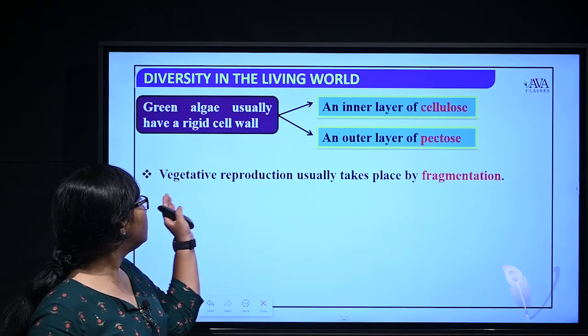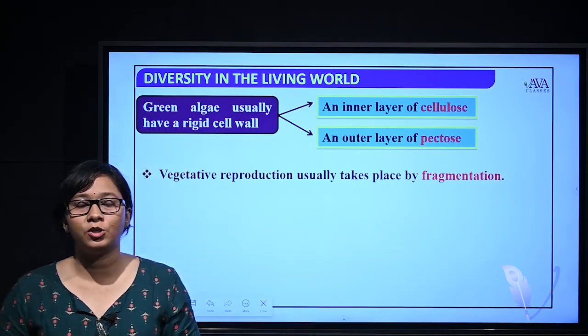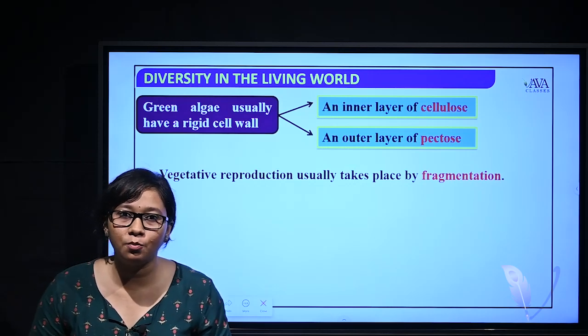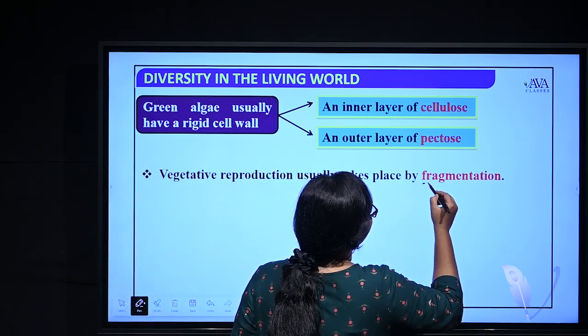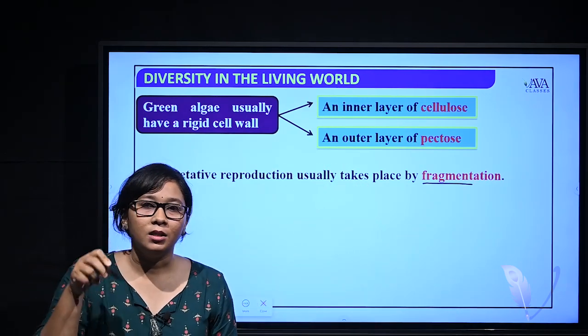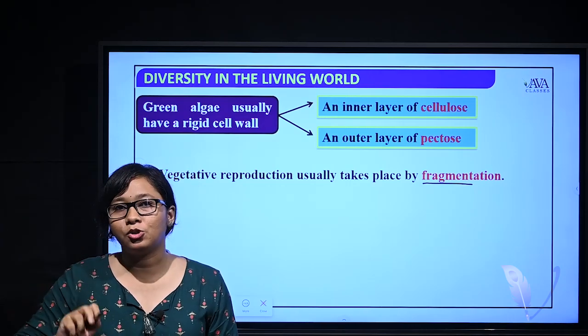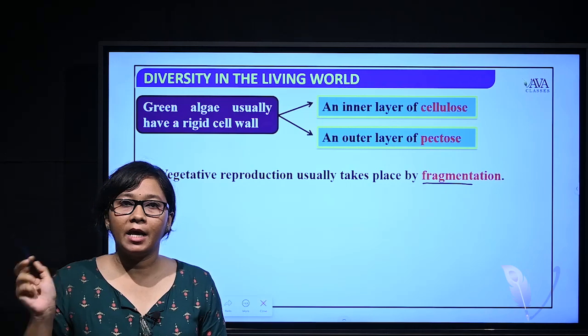Looking at vegetative reproduction, it usually takes place by the fragmentation process. What is the fragmentation process? Here you can see the word fragment. It means from a single fragment the whole plant body can be produced.